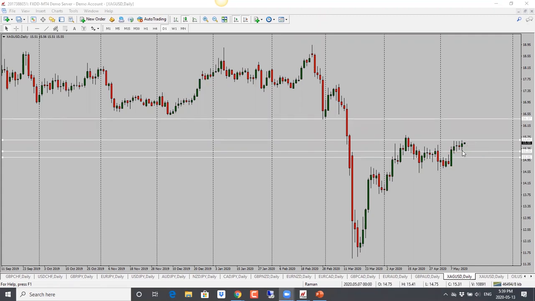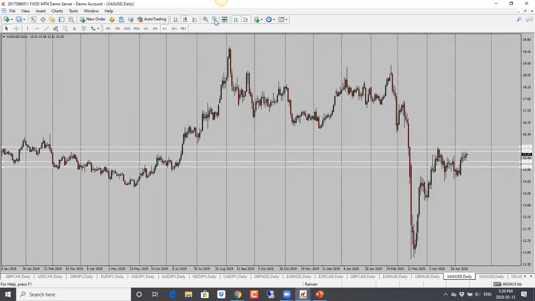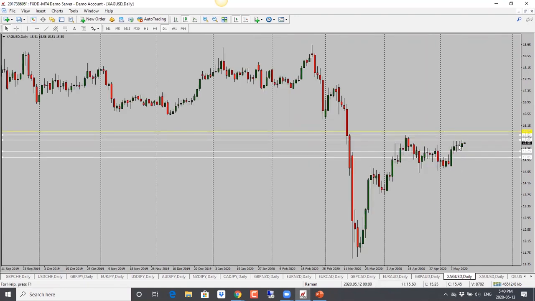So because it's holding higher, chances are it's going higher even further. 15.80 will be the next target here for silver. And should it get through that level, then we have 16.00. So for now, bias is neutral, but if it breaks the resistance, I will look for a move first into 15.80 and then 16.00.